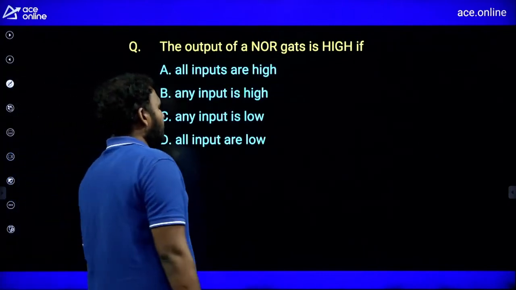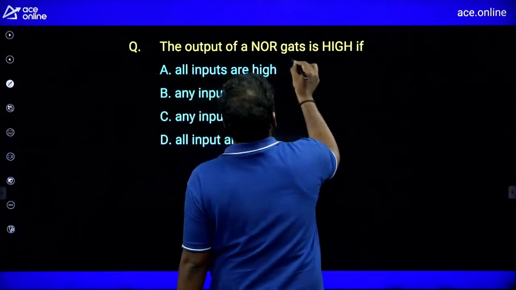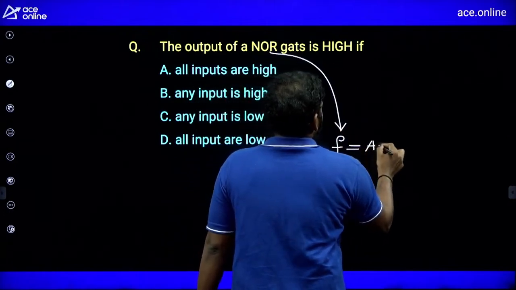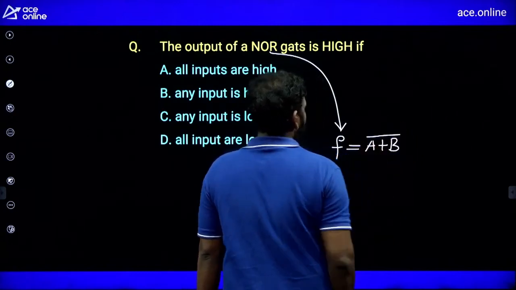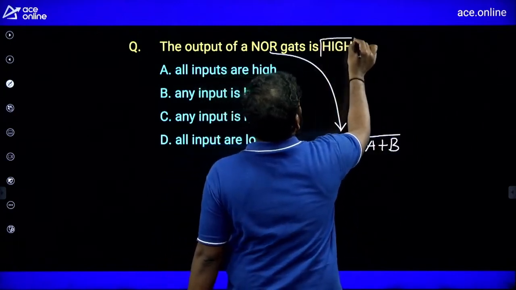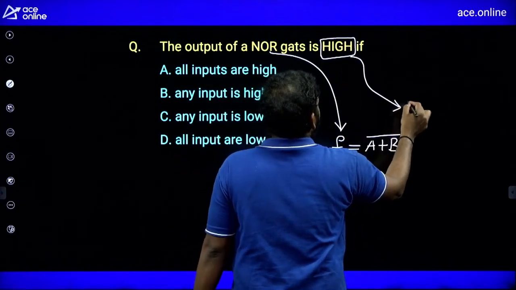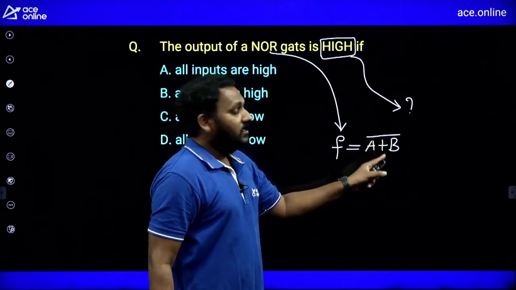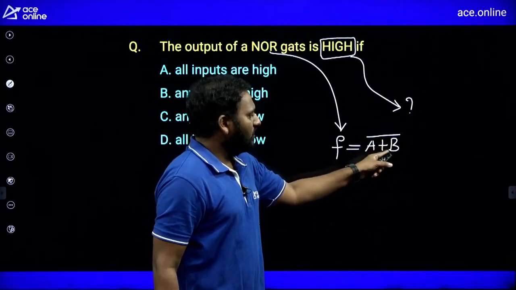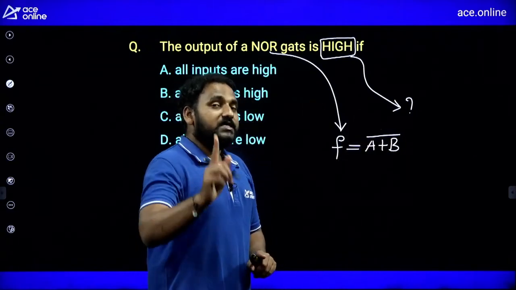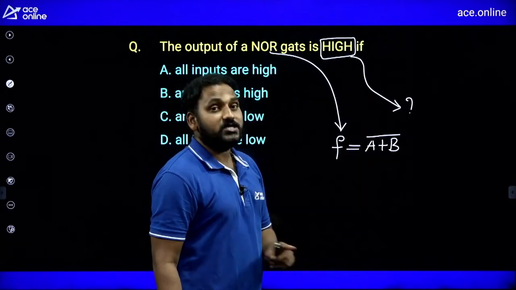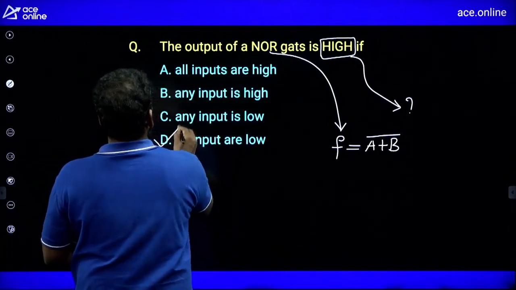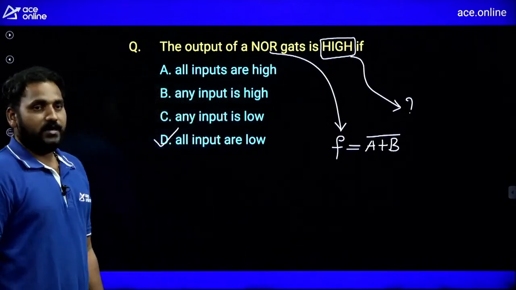Output of a NOR gate is high if... what is the expression for a NOR gate? A plus B whole bar. Output should be high. When will that output be high? If inputs are 0 plus 0, 0, 0 whole bar, 1. If any of the inputs is 1, 1 plus anything is 1, 1 bar is 0 at the output. Output is high only if both the inputs are 0. All inputs are low. D is the correct option, right? D is the correct option.